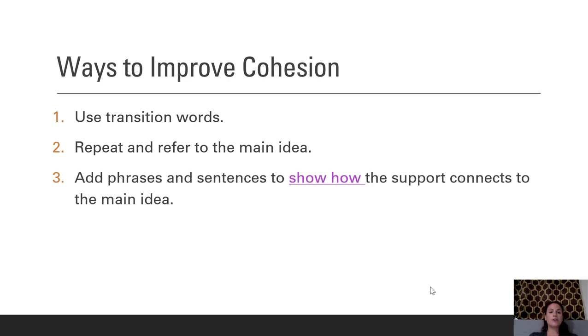Another way to improve cohesion is to repeat the main idea and connect your ideas back to that main idea. And the third way, and this is probably the most important way, is to add phrases and sentences to show how the support connects to the main idea. You want to make it so clear and obvious to your reader.